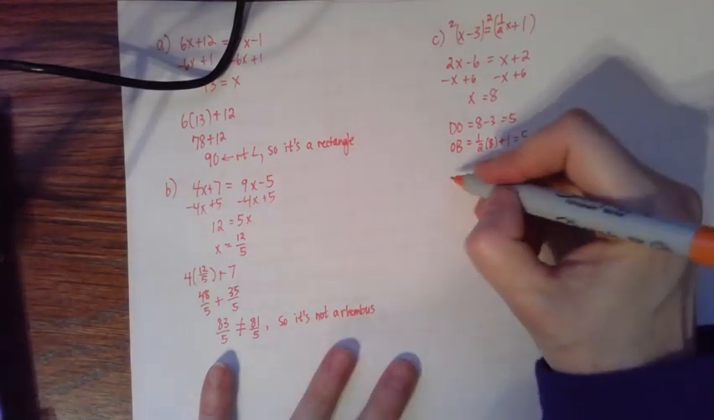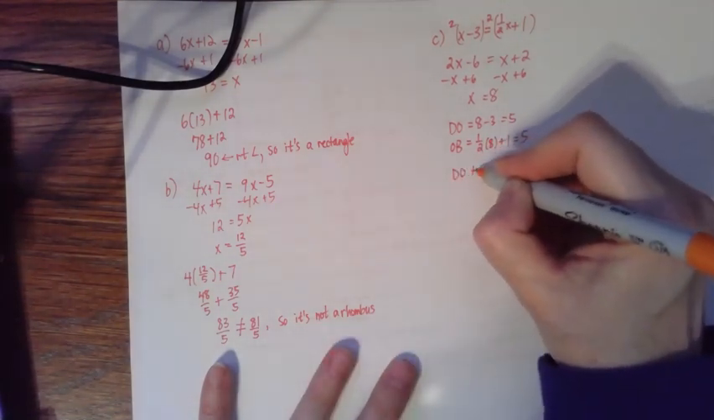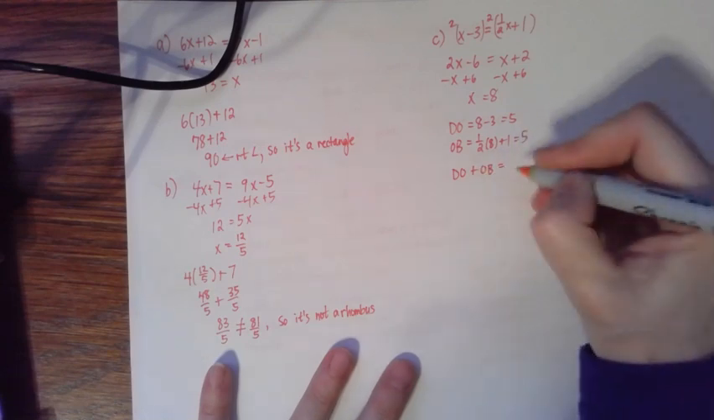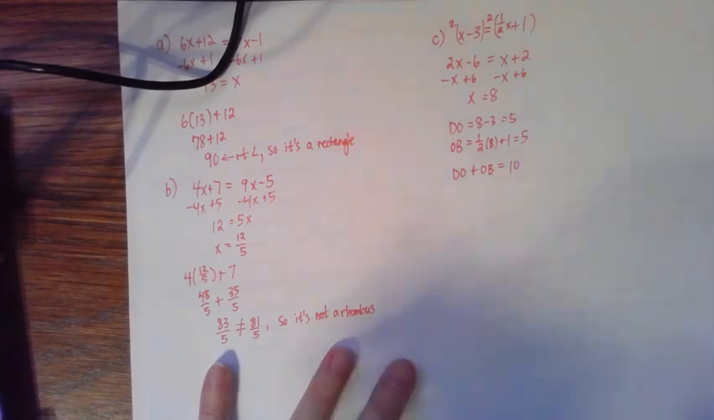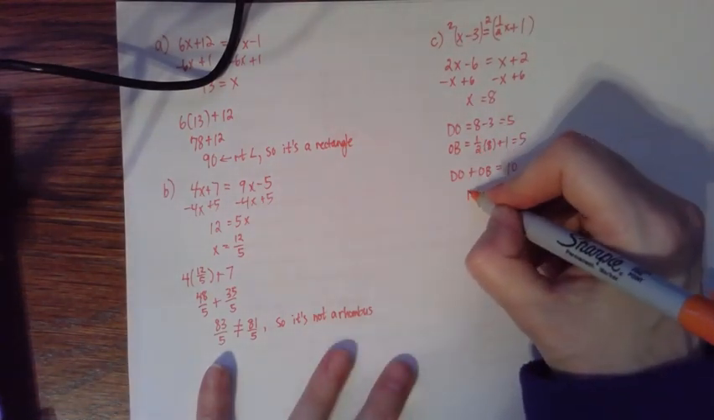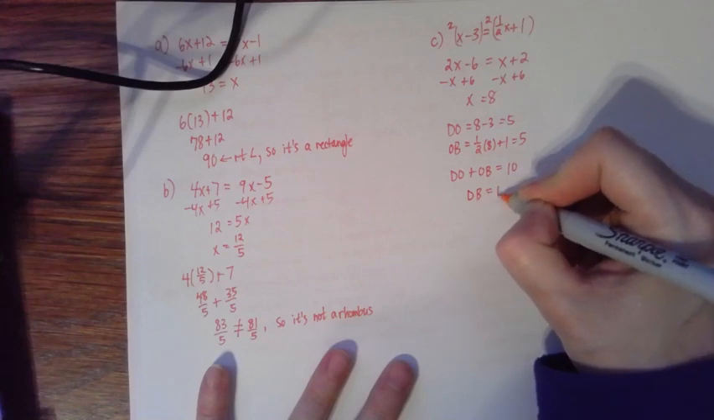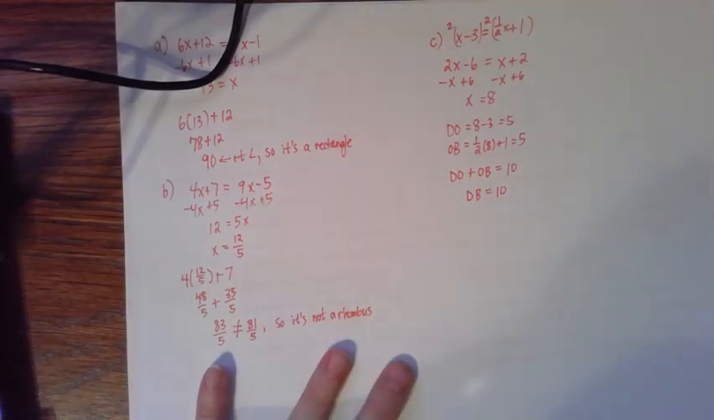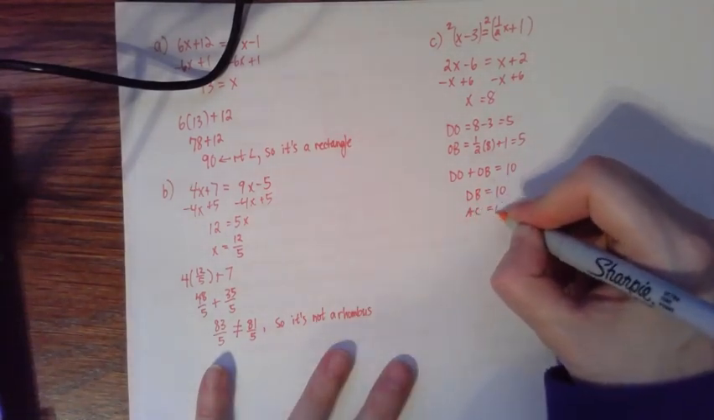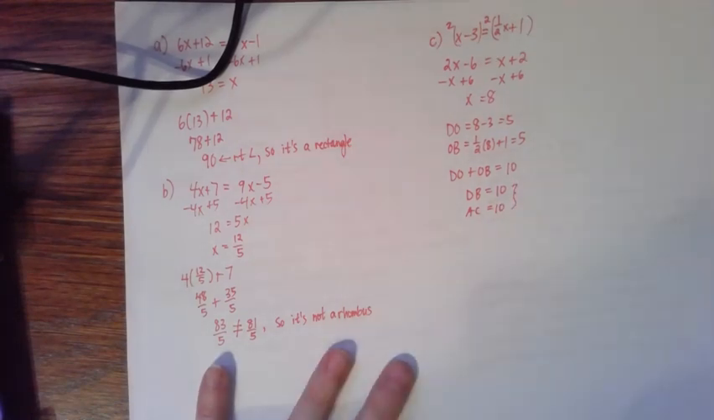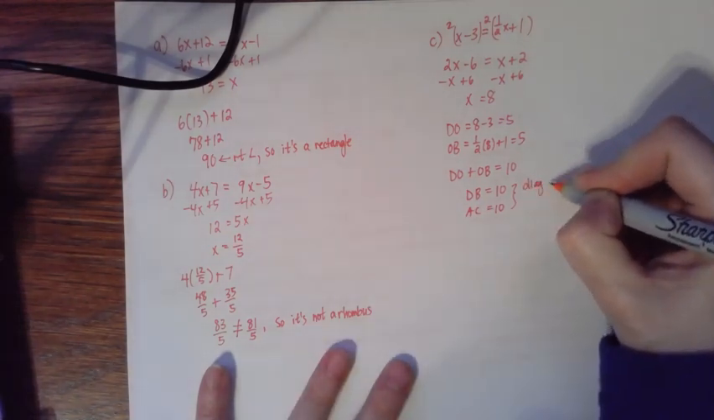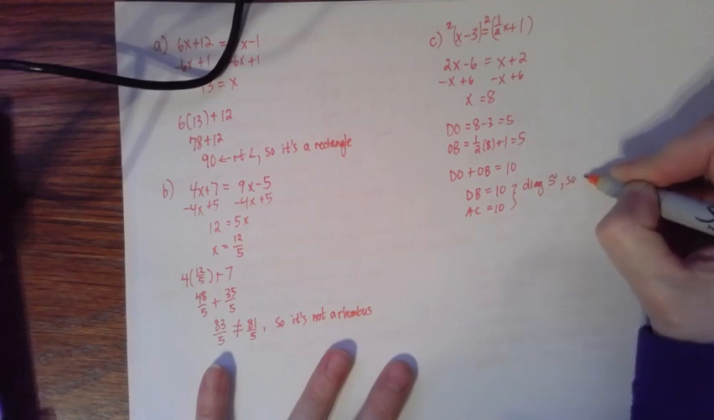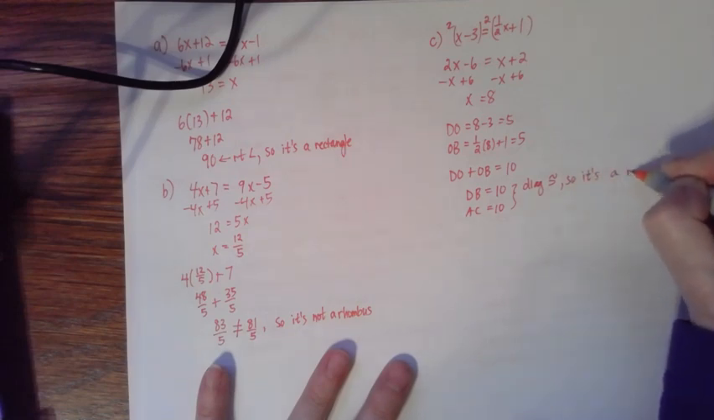Okay, and so if I take DO plus OB, that is 10, which means by the segment addition postulate that DB is 10. AC is also 10. Okay, since those are two diagonals with the same length, they're congruent to each other. The diagonals are congruent, so it's a rectangle.